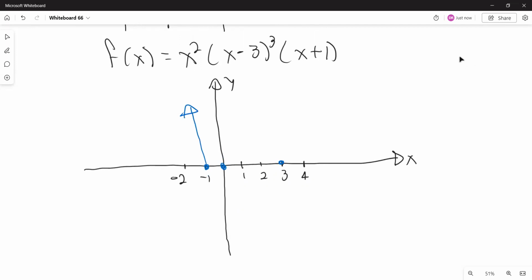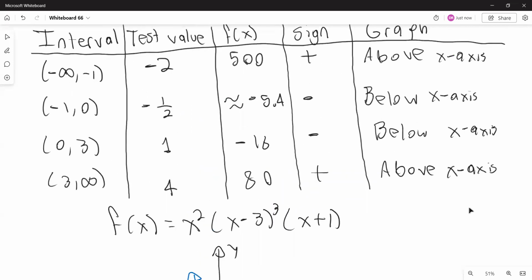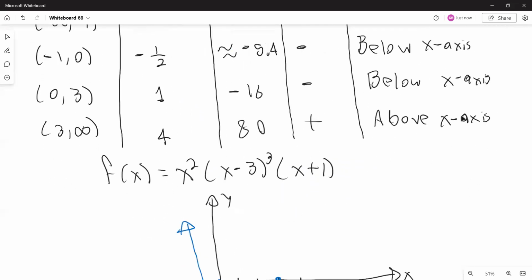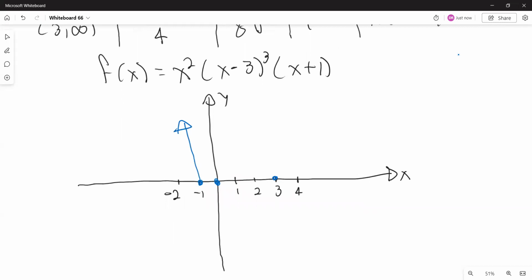Negative 1 is a 0 of multiplicity 1, so that's going to cross. 0 is a 0 of multiplicity 2, so the graph is going to be below the x-axis. A 0 of multiplicity 2 is going to touch the origin and then become decreasing again. And 3 is a 0 of multiplicity 3. So it's going to do this. And at 3, the graph is going to level off and cross.